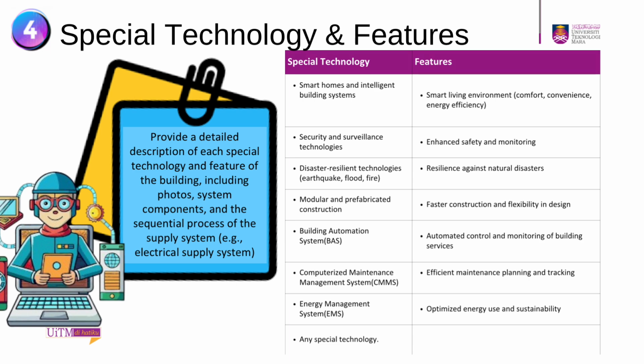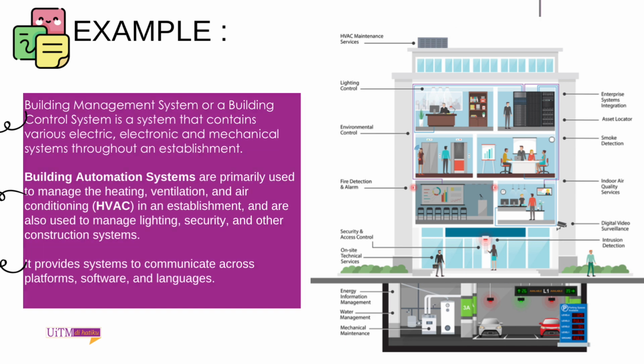Any special technology. Example: building automation system. A building management system or a building control system is a system that contains various electric, electronic and mechanical systems throughout an establishment. Building automation systems are primarily used to manage the heating, ventilation, and air conditioning, HVAC, in an establishment, and are also used to manage lighting, security, and other construction systems. It provides systems to communicate across platforms, software, and languages.